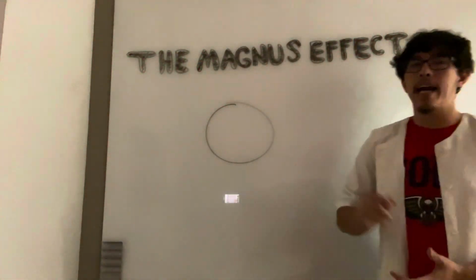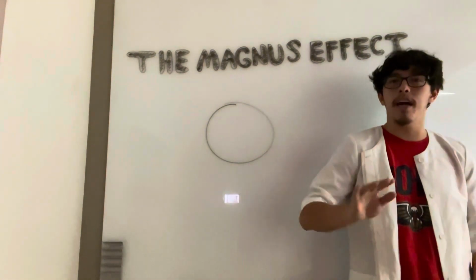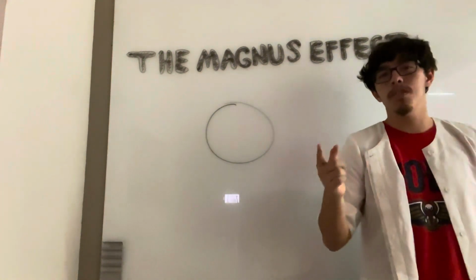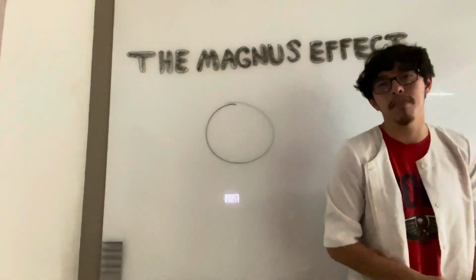Today I'm hoping to explain, demonstrate, and analyze what the Magnus effect is. So what exactly is the Magnus effect? Well, the Magnus effect is a phenomenon that occurs to a spherical object that is traveling through a fluid while a rotational spin is applied to it. The rotational spin will cause the ball to curve. Let me tell you why.